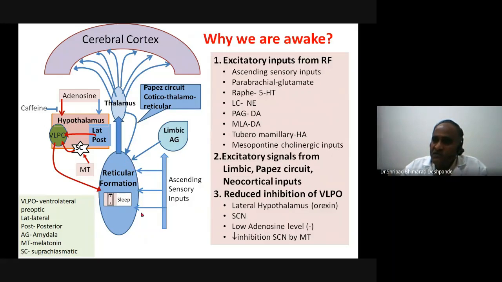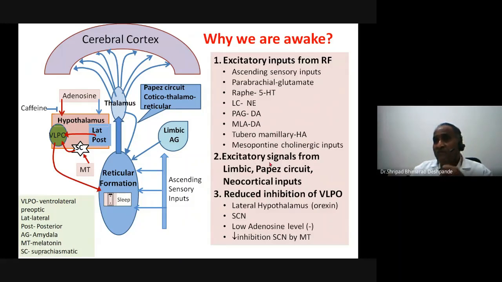Now this one receives inputs from the sensory modalities, all the ascending sensory information which is going to the thalamus and to the cortex. They give collaterals, and they will activate the reticular formation. So whenever they are reaching the cortex, they will project onto this and keep us awake, because arousal is required to analyze the signal and to understand what that signal is about. That is why this is a part of sensory processing. If we are awake, we know that it is touch, or that it is pain, or whatever the modality. So ascending sensory inputs will activate. These are the excitatory inputs going from the reticular formation to the entire cortex.